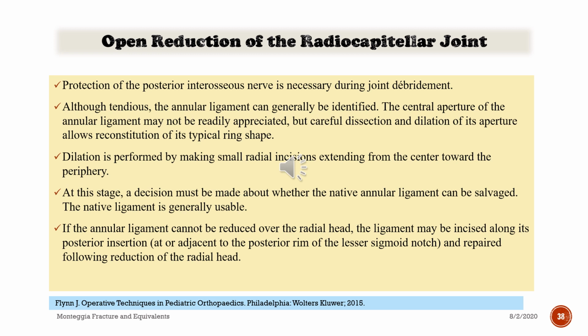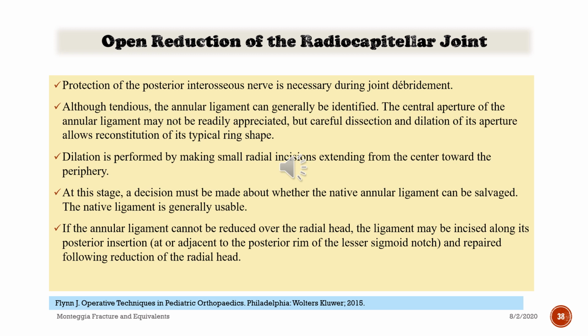Protection of the posterior interosseous nerve is necessary during joint debridement. Although tedious, the annular ligament can generally be identified. The central aperture of the annular ligament may not be readily appreciated, but careful dissection and dilation of its aperture allows reconstitution of its typical ring shape. Dilation is performed by making small radial incisions extending from the center toward the periphery.